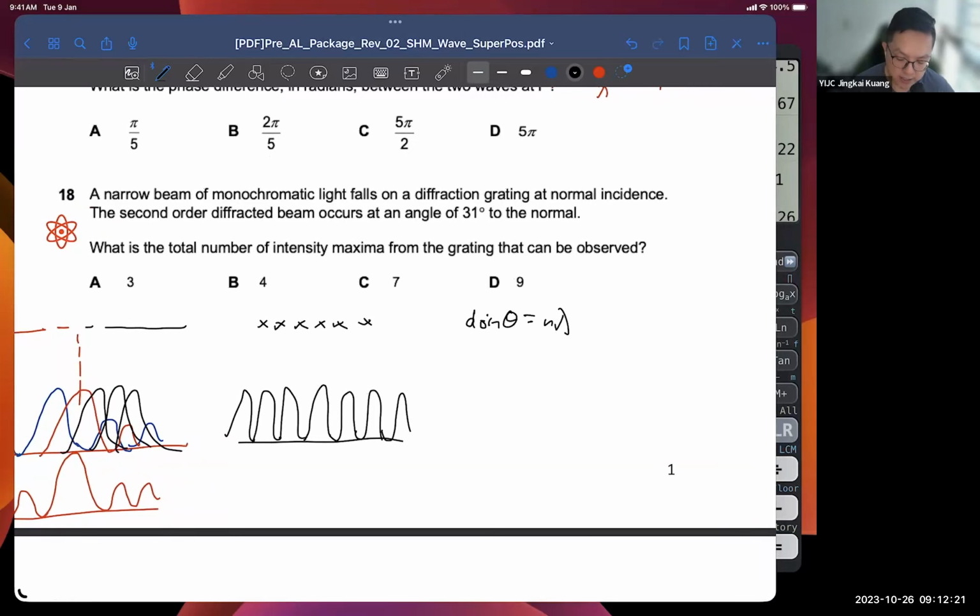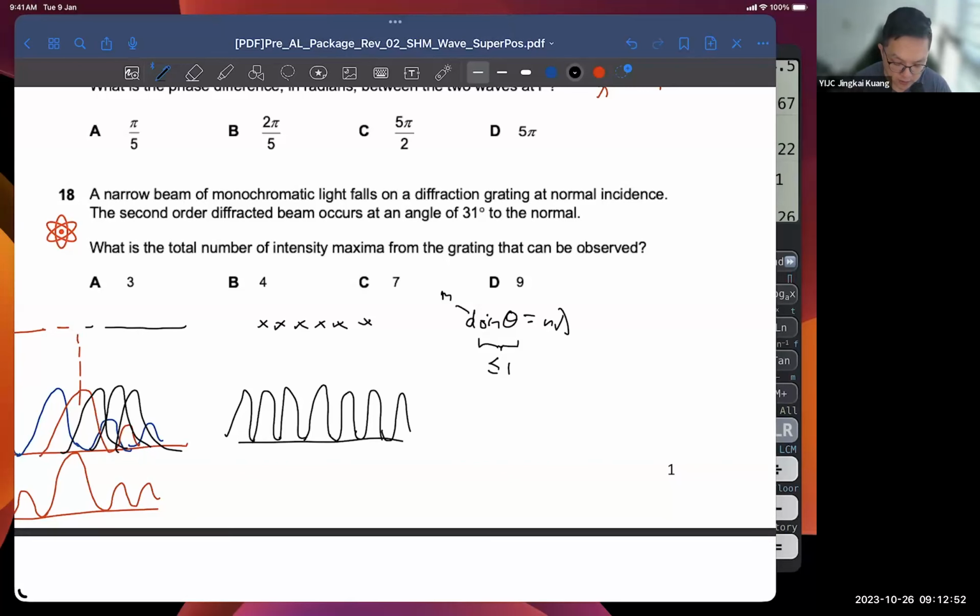There are some limitations here. This sine theta cannot be larger than 1. Very important. This d is the slit separation, in terms of meters. Usually they will give you the number of lines per mm, so make sure you convert it correctly. 500 lines per millimeter, you have to convert it to 500 times 1000, then you get 500,000 lines per meter.